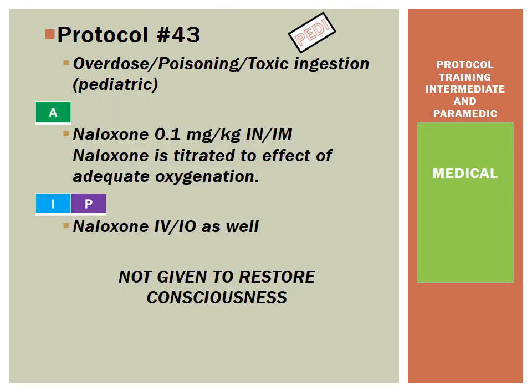Okay, so for our advanced providers, in the instance of narcotic overdose, they can administer naloxone to the pediatric patient, and the dose is 0.1 milligrams per kilogram, and they can only administer it IN or IM. And remember, Narcan is titrated to the effect of adequate oxygenation and ventilation, not given to restore consciousness. Now, for the INP level provider, they can administer naloxone IV and IO as well. Same dose, 0.1 milligrams per kilogram.